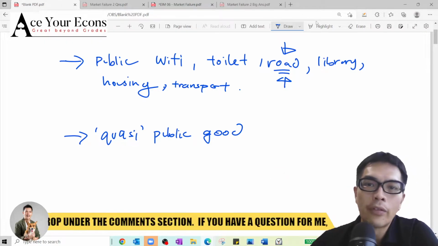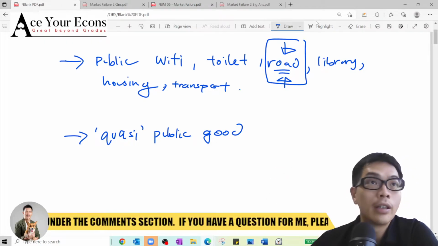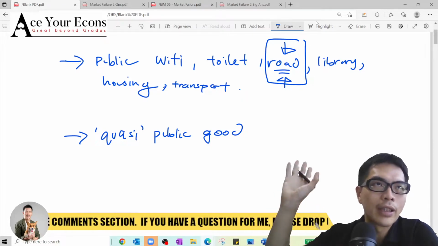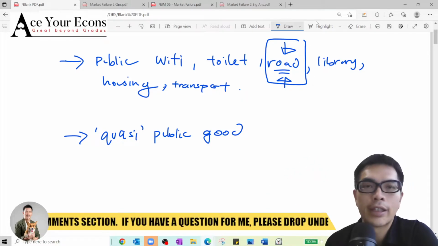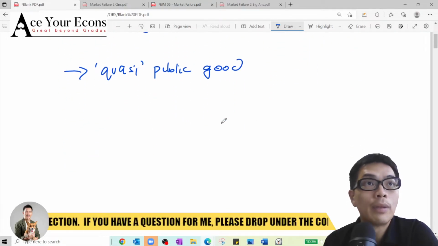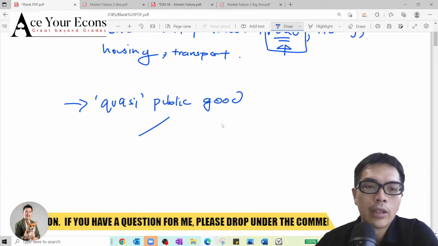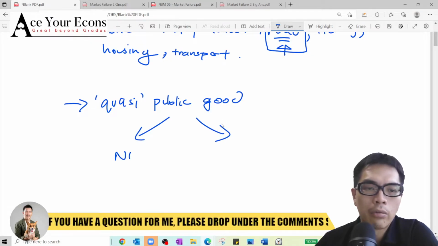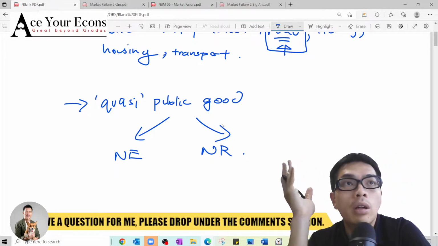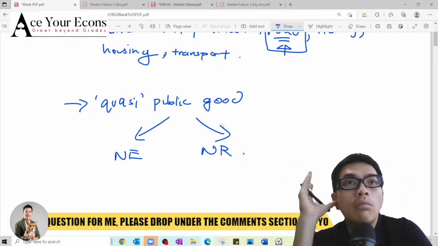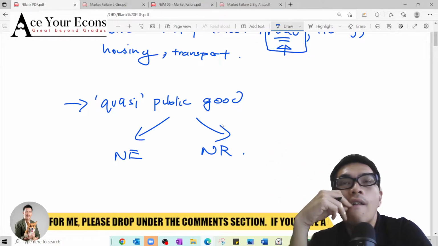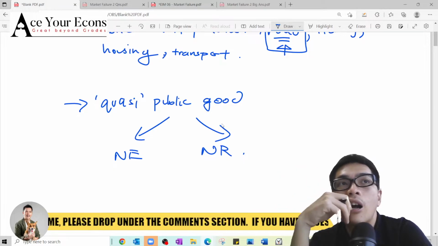So the example of roads: most of the time, roads and highways are used as an example of a quasi-public good. So what do we mean by that? Now let's look out for non-excludable and non-rivalrous. Are public roads excludable or not? Yes or no? Or is it free to use?